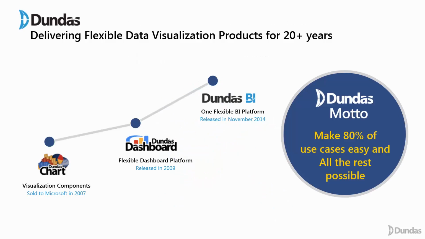All right, so Dundas, who are we? Before we go into the product, I want to talk a little bit about who we are for those who are new to Dundas. Maybe you haven't heard of us before. We've been in the data visualization and BI space for over 20 years. We were founded in 1992 in Toronto, Canada, where our headquarters is today. We started with components for developers. We made components and we wanted to empower those developers to make custom BI solutions. And now we have a full end-to-end BI and analytics platform called Dundas BI. We've come a long way over the years, but our motto throughout this entire time has always been the same. We want to make 80% of use cases easy and all the rest possible.